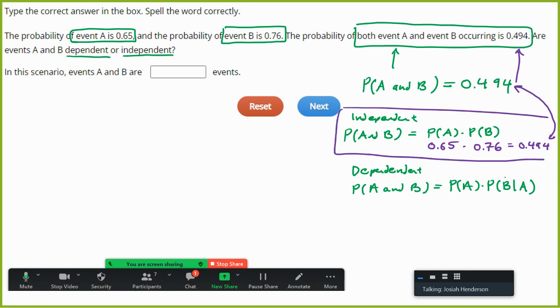We actually don't have any information on what this is. We don't know this, so we couldn't plug anything in for that anyway. What we're checking is, does it match the independent case or not? If it matches the independent case, they're independent. If it doesn't match, that means it has to be dependent. This time it did match. It was 0.494, meaning it has to be the independent case.